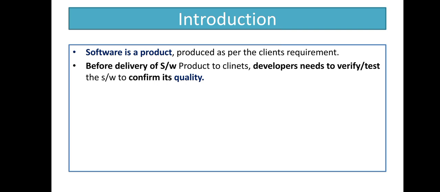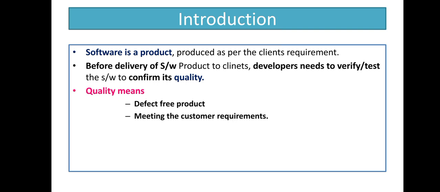Generally, there are different terms which represent the quality of the product. Quality means, in one definition, a defect-free product. Here the product is the software application. We have to produce a defect-free product, so the software should be defect-free. Another definition of quality is meeting the customer requirements. The software product is developed for the customer's needs, so that should be satisfied.